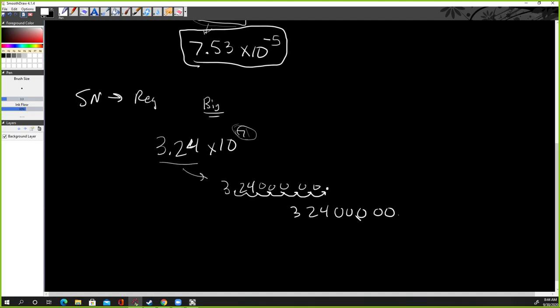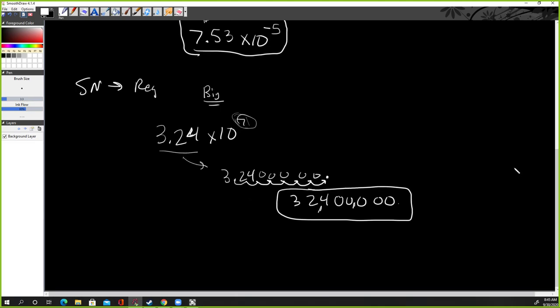And if you want to put commas, you can. One here, every third one, right? So put one here, put one here. So this is 32,400,000. So that's our answer.